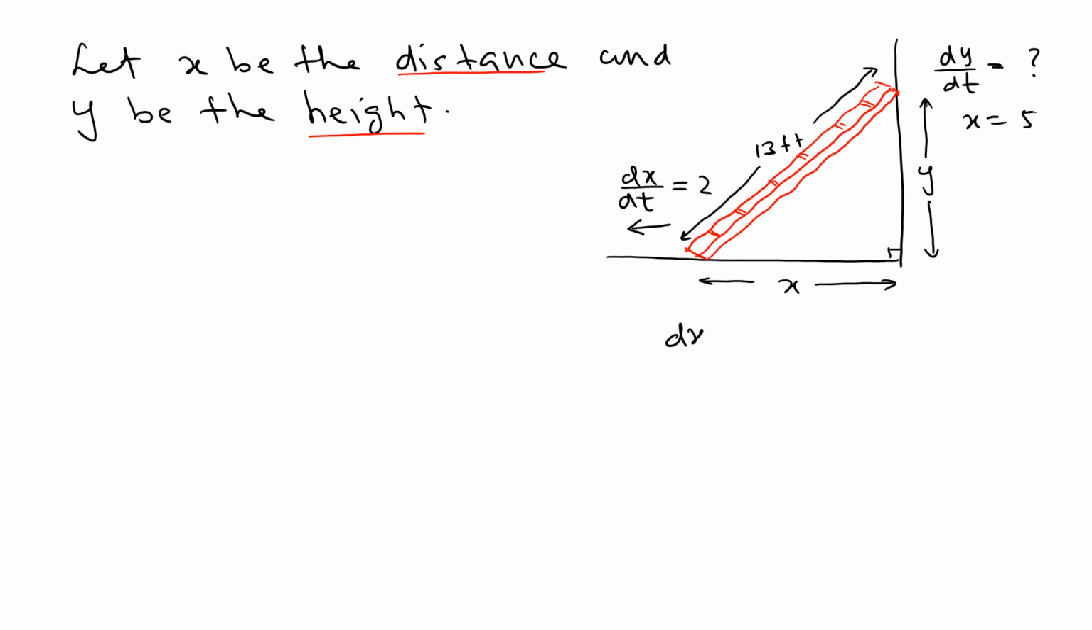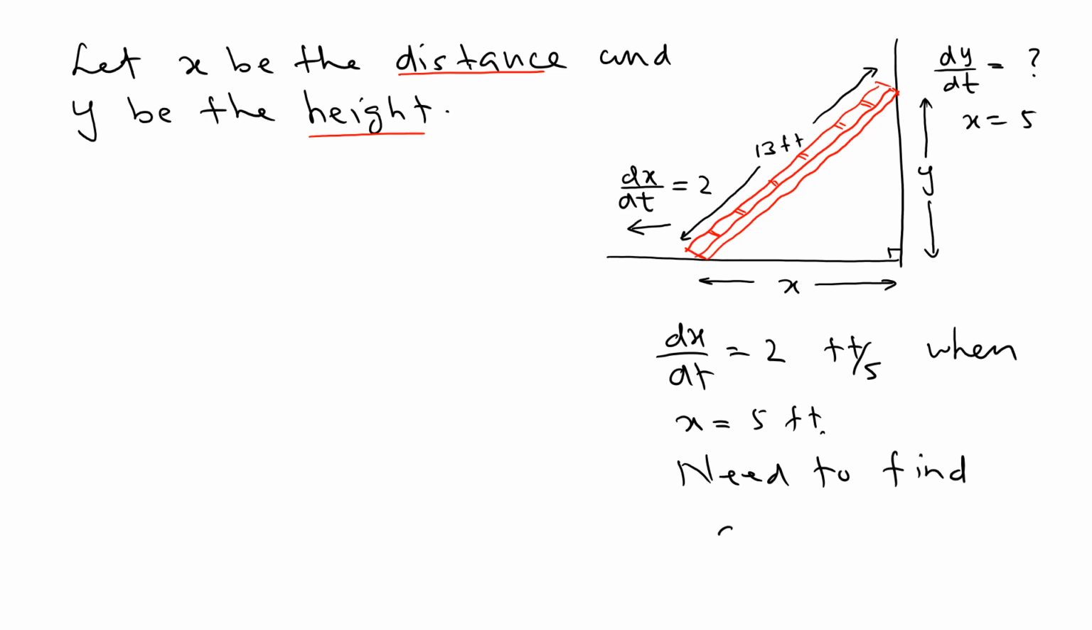So we have dx over dt equal to 2 feet per second when x equals 5 feet. If it is inches, things can be different. And then what we need to do is find dy over dt at the same time. So that's our goal. So we're going to find dy over dt. So that means we need to find a relation that combines x and y.